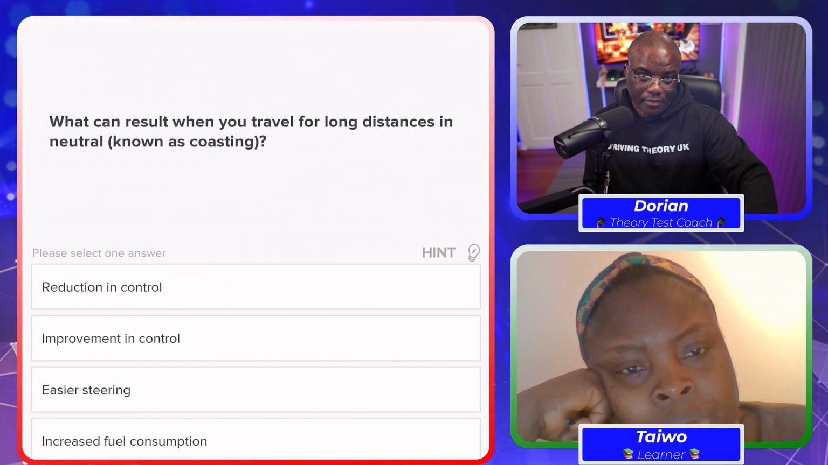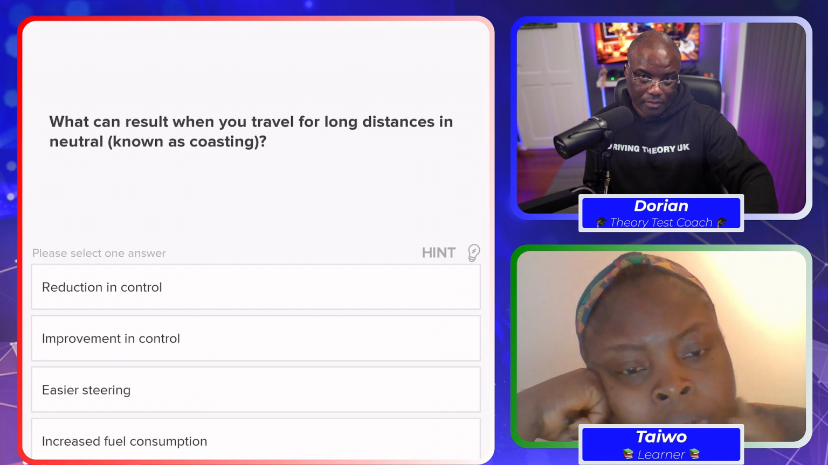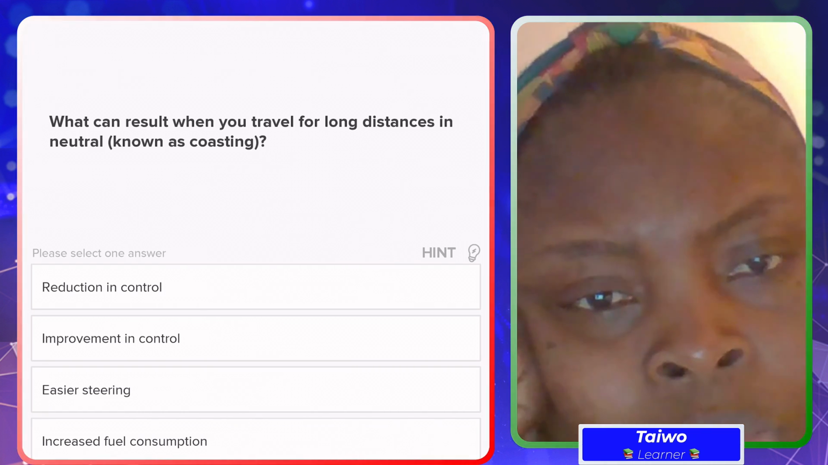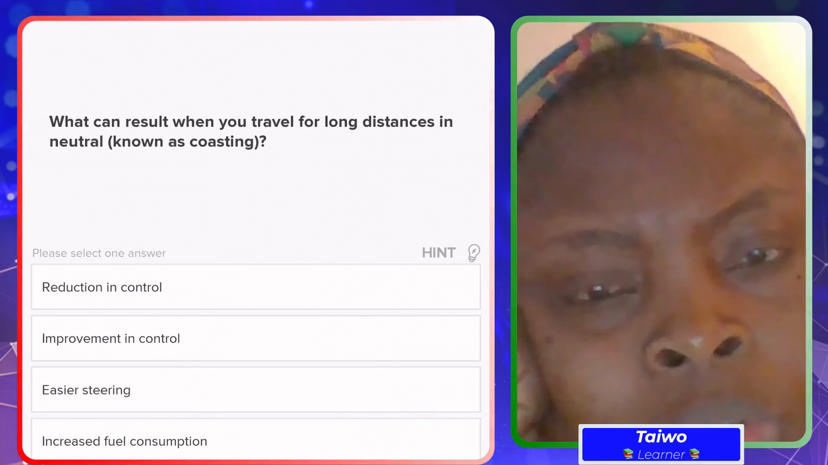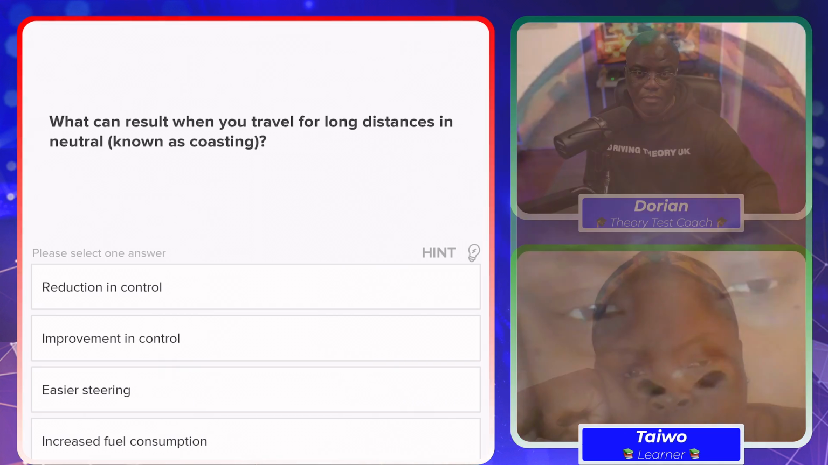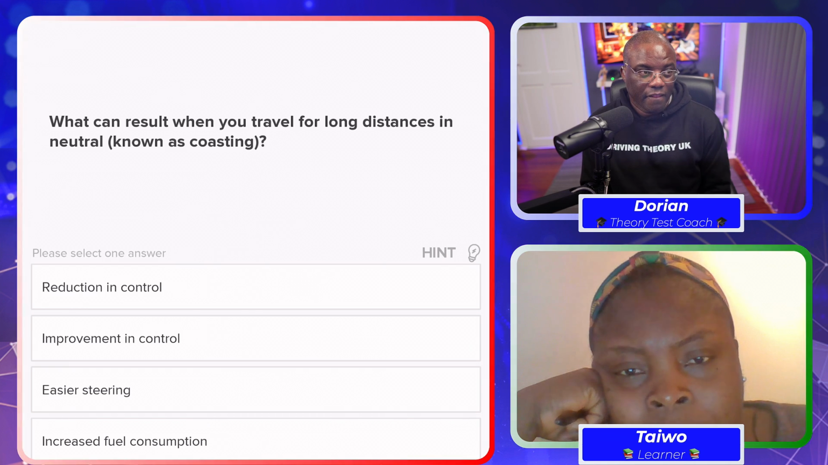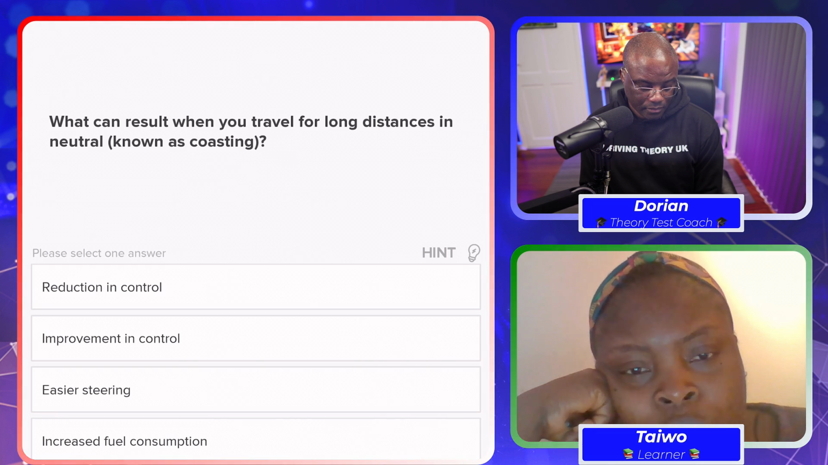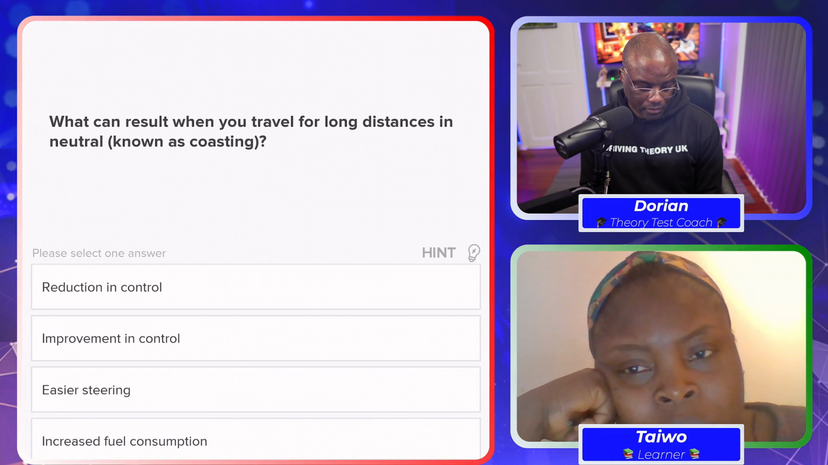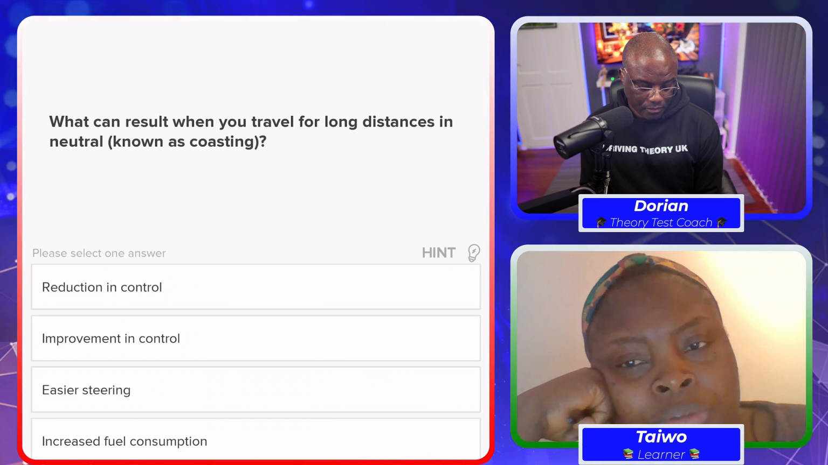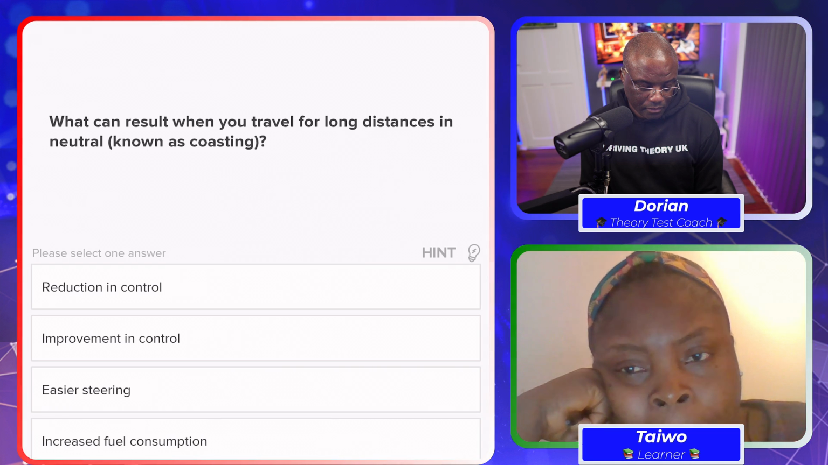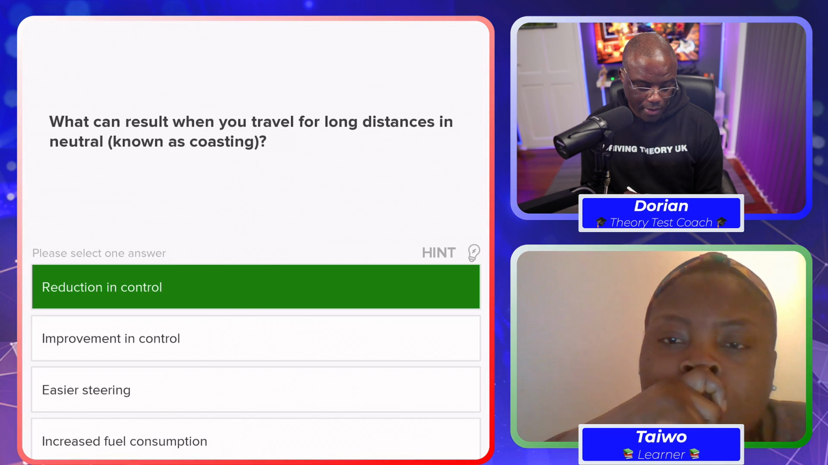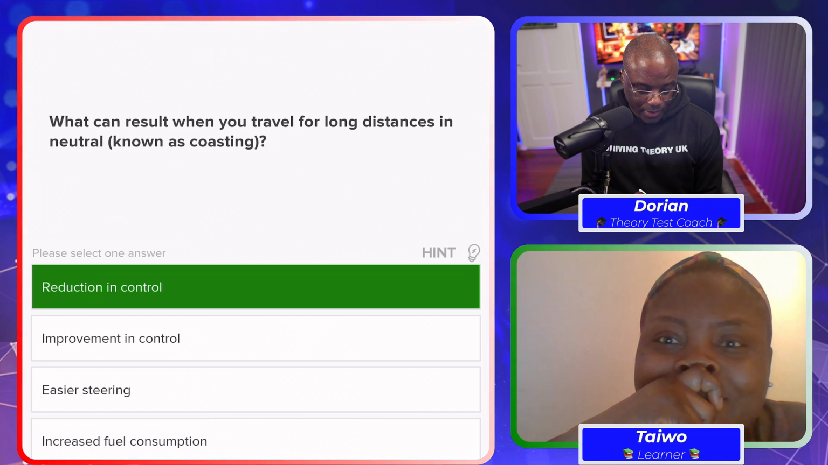What can result when you travel a long distance in neutral? I think I picked D for this, but it's reduction in control, because when you keep traveling a long distance in neutral, you won't have control of the car for a long period. That's A. Okay. I'm going to flag that one. I'm going to come back to that as well.